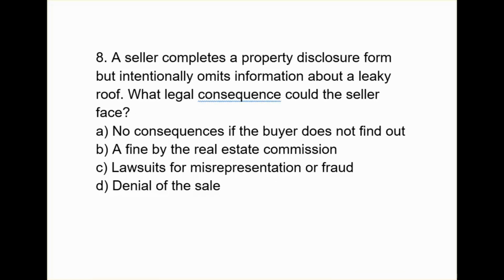A seller completes a property disclosure form but intentionally omits information about a leaky roof. What legal consequence could the seller face? A, no consequences if the buyer does not find out. B, a fine by the real estate commission. C, lawsuits for misrepresentation or fraud. D, denial of the sale.